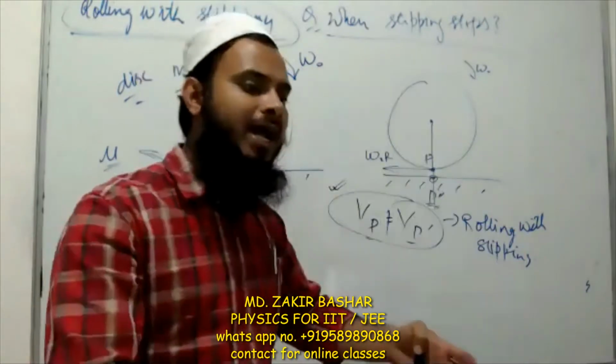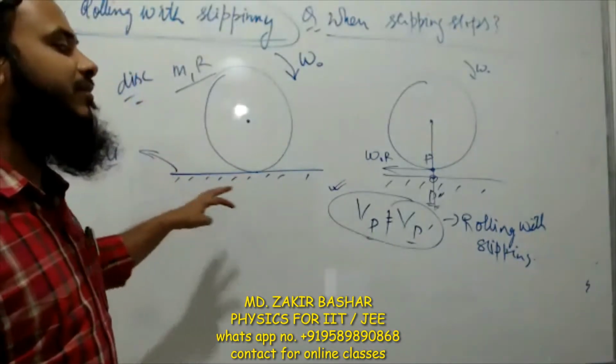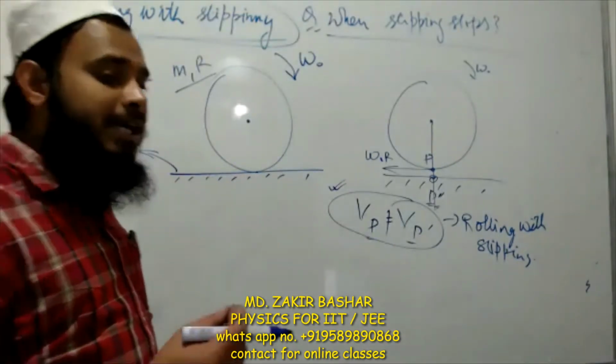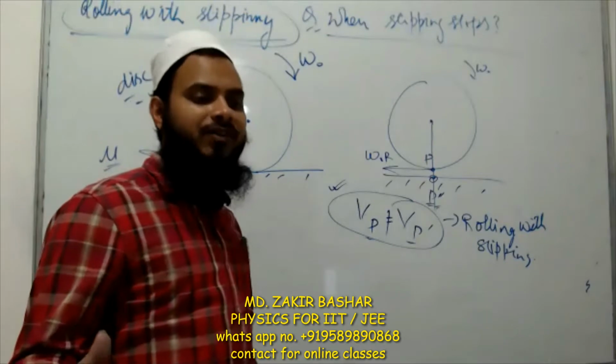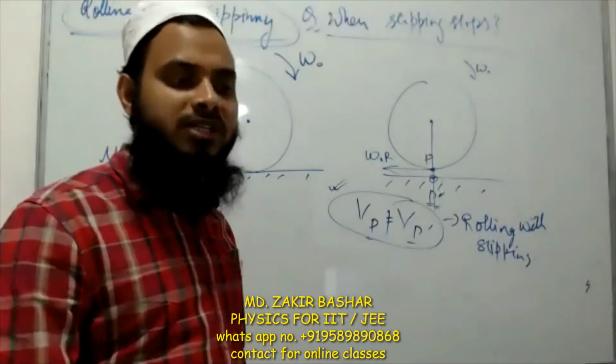Slipping has already happened. So then the kinetic friction will come. So what will be the direction of the kinetic friction? The value of the kinetic friction is fixed. The value of the kinetic friction is fixed. Only we have to decide the direction.